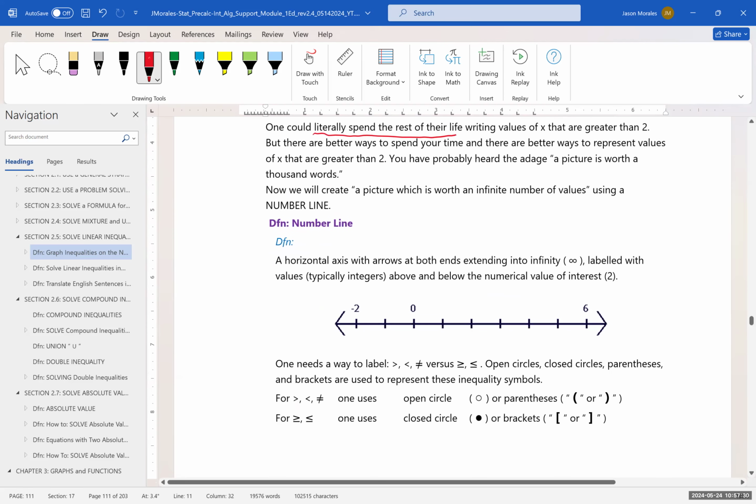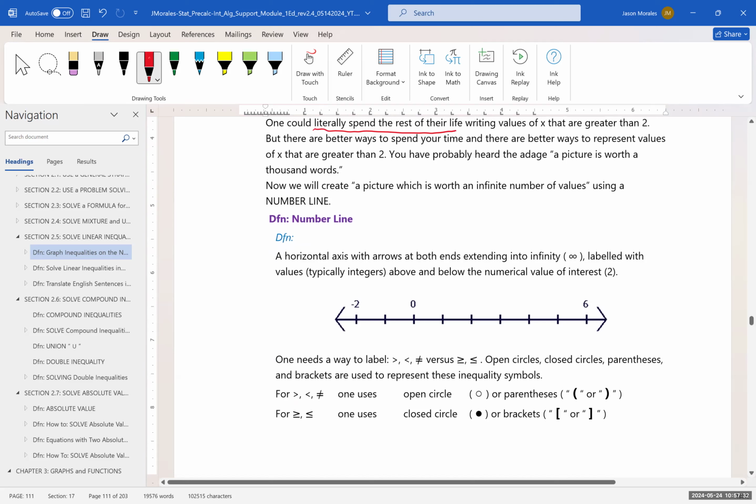So what's a number line? A number line is a horizontal axis with arrows at both ends, extending into infinity. So this is going to positive infinity, and this is going to negative infinity. Labeled with values, typically integers, above and below the numerical value of interest, 2.